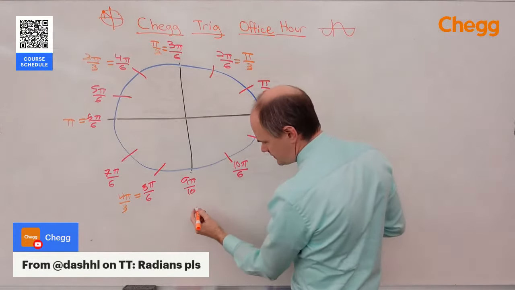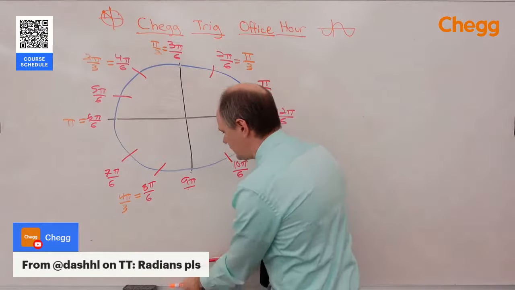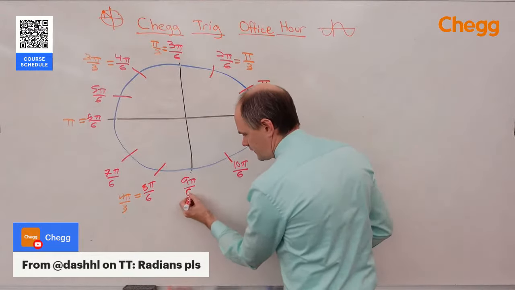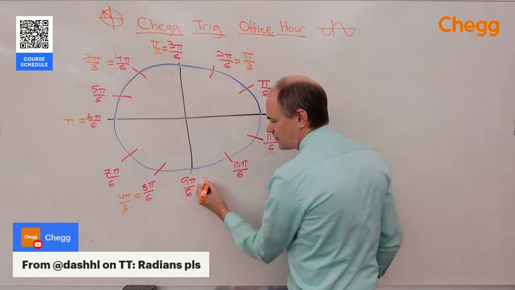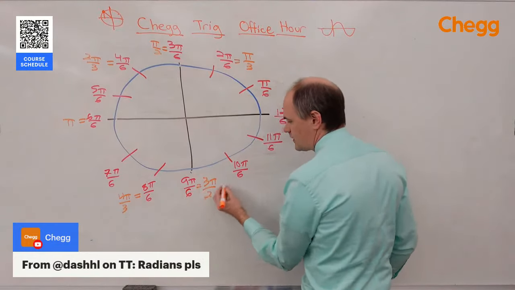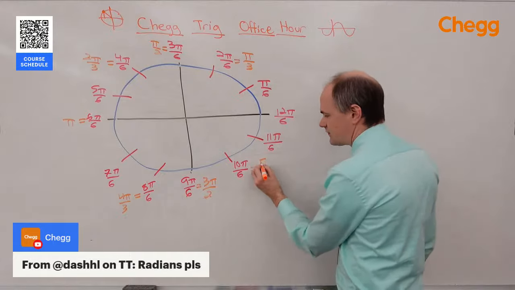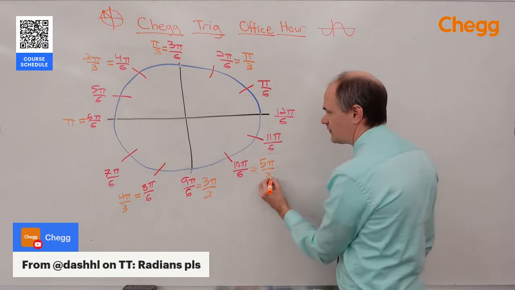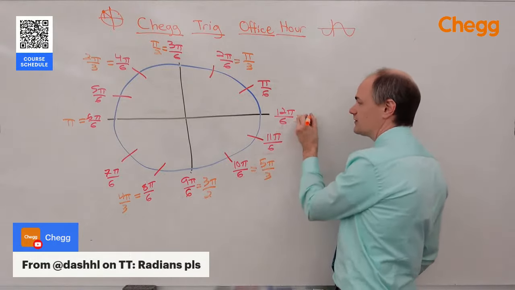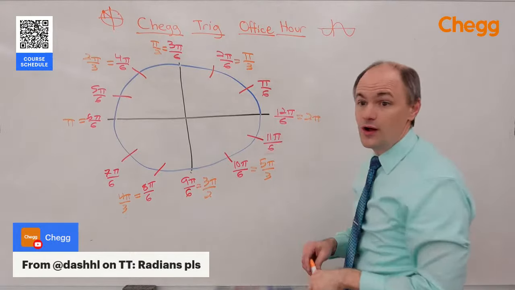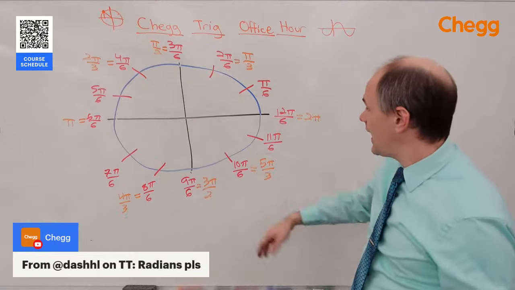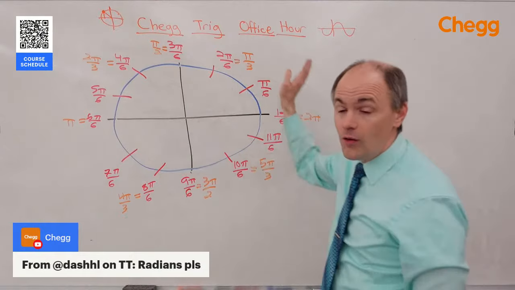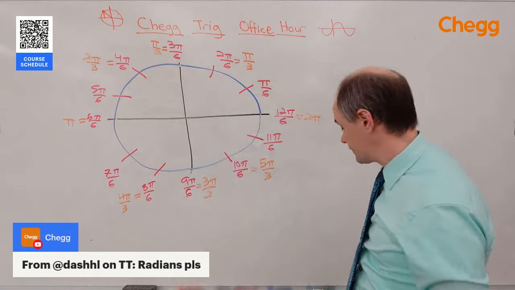9 pi over, that's a 6. It's the ugliest 6 I've ever drawn. 9 pi over 6, that's going to reduce to 3 pi over 2. 10 pi over 6, that's 5 pi over 3 when I reduce, and 12 pi over 6, that's 2 pi. And that's going to give you your thirds, your halves, your wholes, all based on the clock.